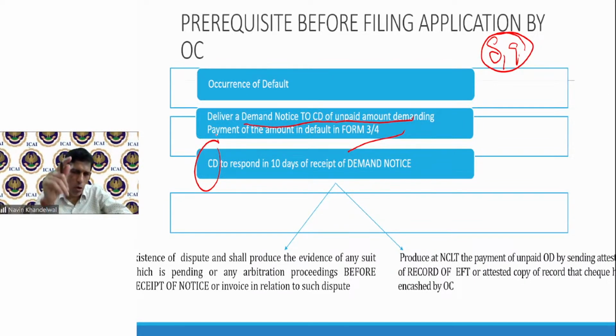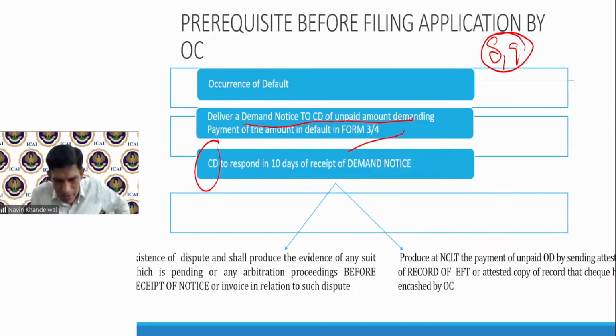And mentioning that there is already a dispute which is pending, or any arbitration proceedings are being pending before this notice was received. So therefore, this demand is not accepted. So this is a preliminary step which an operational creditor has to take before actually going to the court.